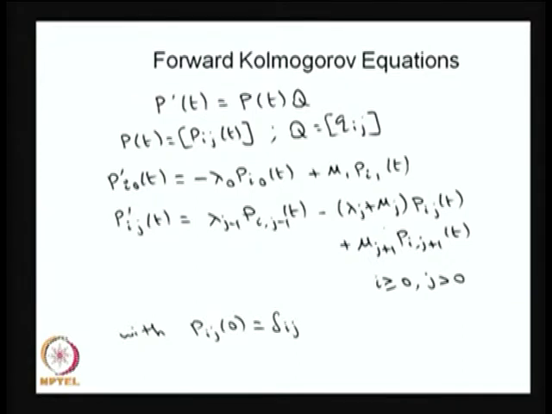For all other equations, either the system comes from the previous state with the rate lambda j minus 1, or it comes from the forward one state with the rate mu j plus 1, or not moving anywhere. So, these are all the possibilities. Therefore, with these three possibilities you have three terms on the right hand side, and that is the net rate for any state j. So, if you solve this equation with the initial condition Kronecker delta i comma j, you will have the solution for p i comma j.